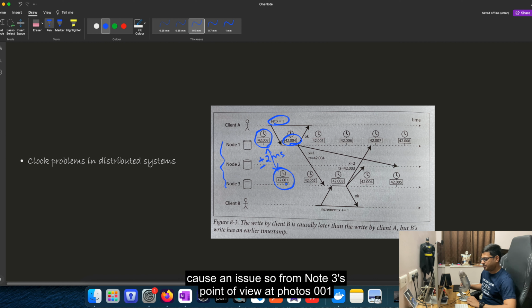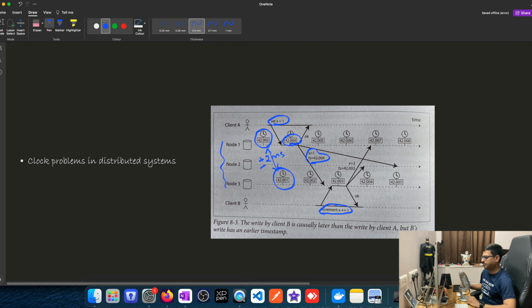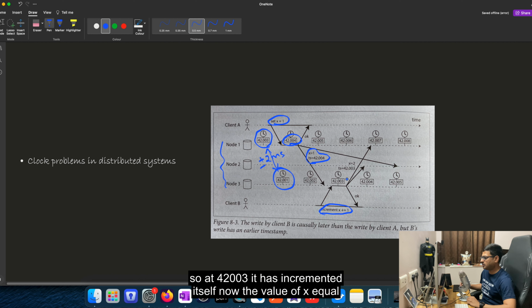From node 3's point of view, at 42001 nothing happened. At 42002 it received an update from node 1 saying, hey, set x to 1 at this timestamp. So it has updated itself to 1, and then client B is calling an increment operation on the same thing. So at 42003 it has incremented itself, now the value of x equals 2 with a timestamp of 42003 from this node's perspective.